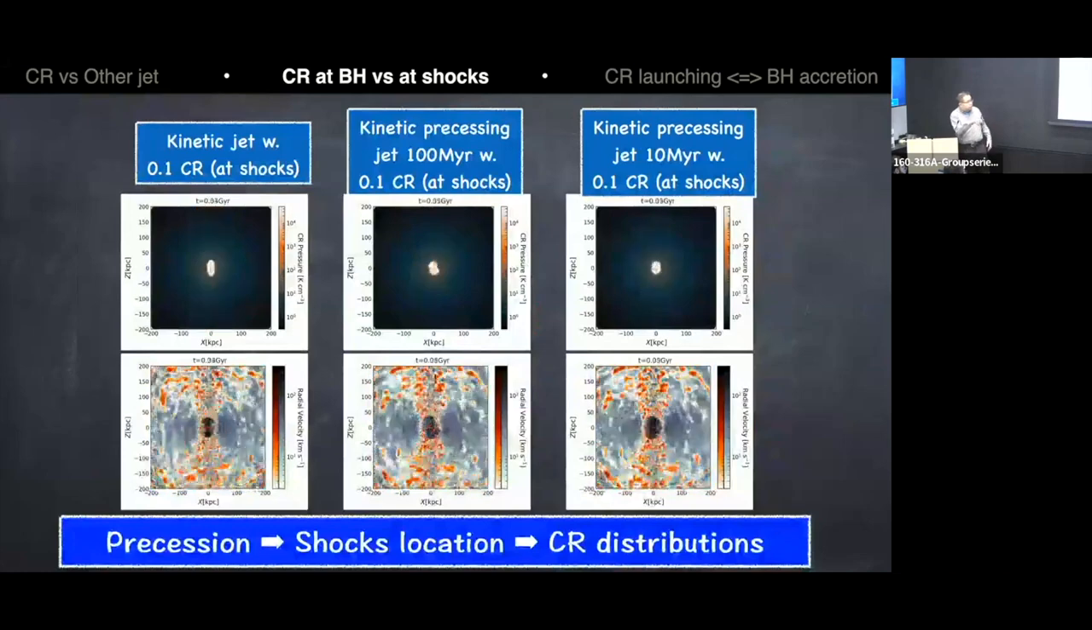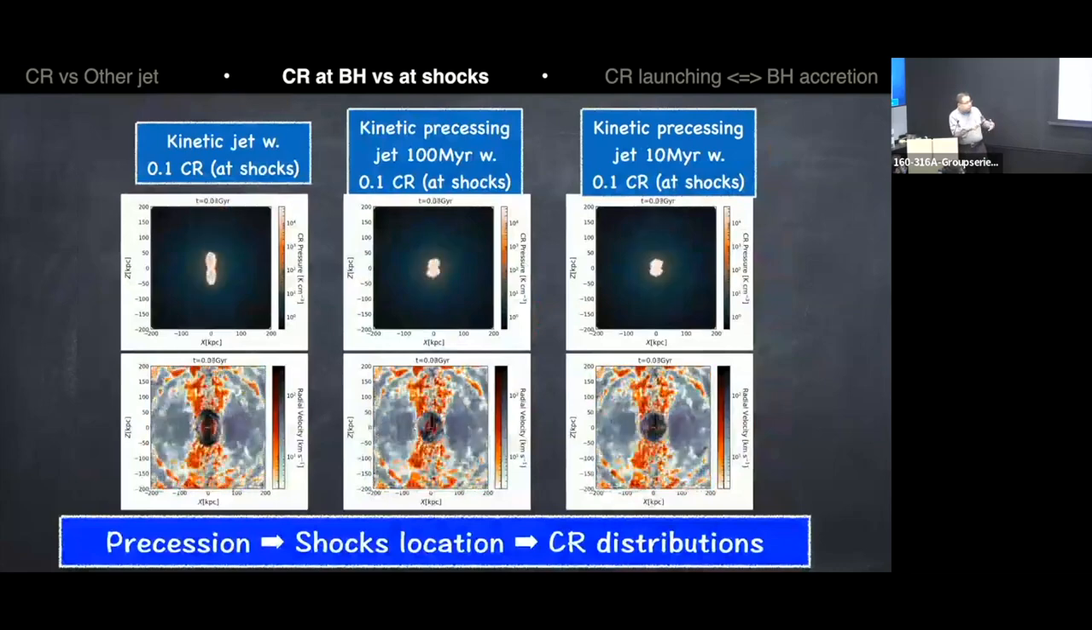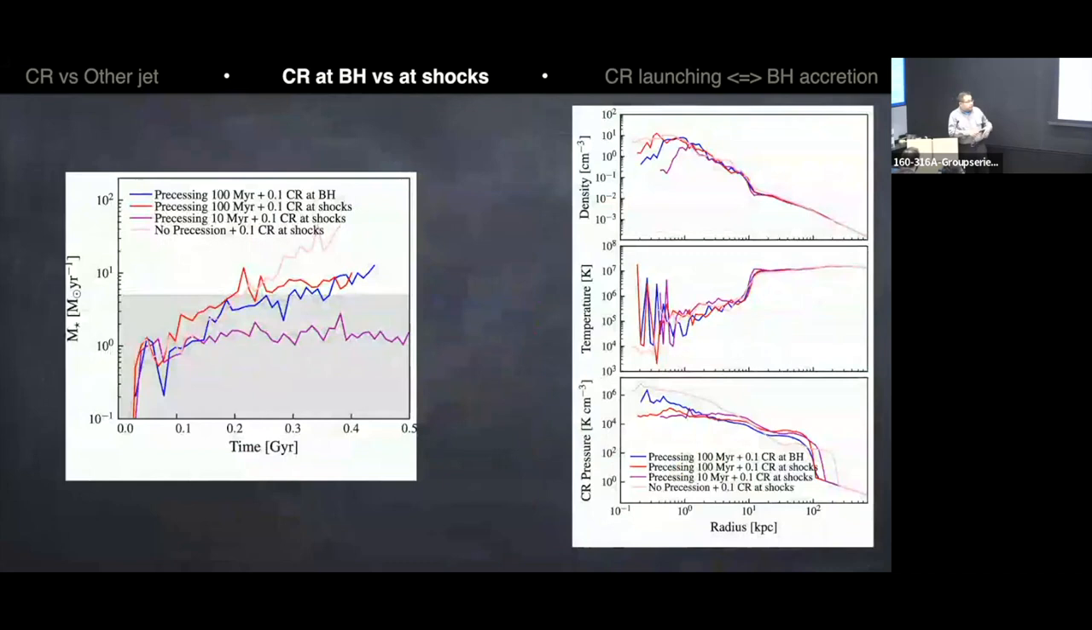So for example, if there's no precession at all, the shock front keeps pushing further and further, and then a lot of cosmic rays deposit at pretty large radii. On the other hand, if you have some level of precession, a lot of cosmic rays are retained in a few 10 kiloparsec. So that has a non-negligible effect on the resulting star formation history. On the left-hand side is the star formation history as a function of time. The right-hand side is density, temperature, and cosmic ray pressure profile.